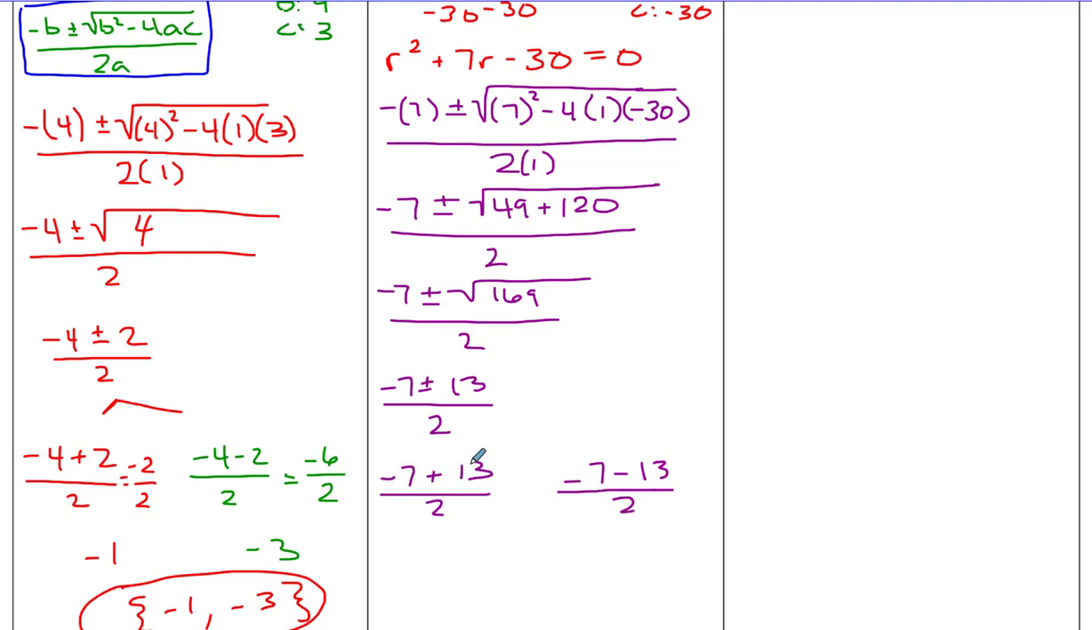So negative 7 plus 13 is going to give me a positive 6. Right, 13 minus 7 is 6 over 2, which is a positive 3. This is a negative 7 minus 13, so I get a negative 20 over 2, and that gives me a negative 10. So our solution is negative 10 and positive 3.